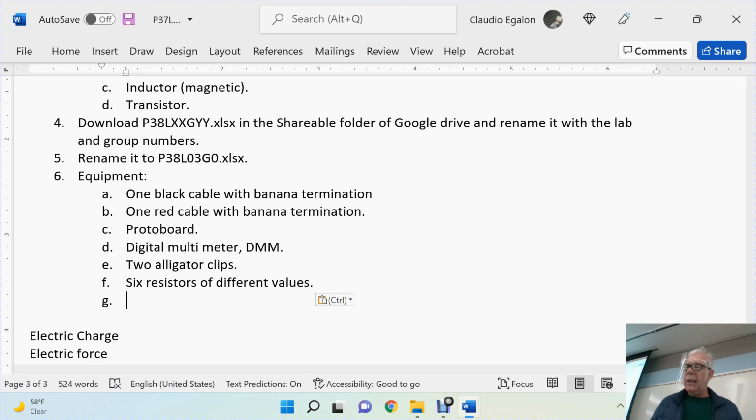And two alligator clips. You might also want to use those little rubber insulators for the alligator clips. And let's see, alligator clips and the resistors that are here in my, six different resistors, no, I have only two here.